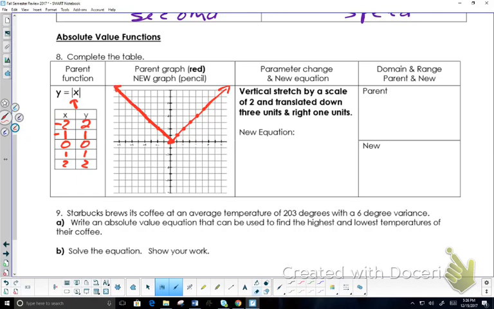So now what? Parameter change. Okay, so I got to do this in a new color. You're going to have a vertical stretch by 2, and it's going to translate down 3 units and right 1. So our new equation is going to be y equals vertical stretch by 2, right 1, and then down 3. So this right here, this 1, -3, that's going to be your new vertex. And notice, this point went right 1, down 3.